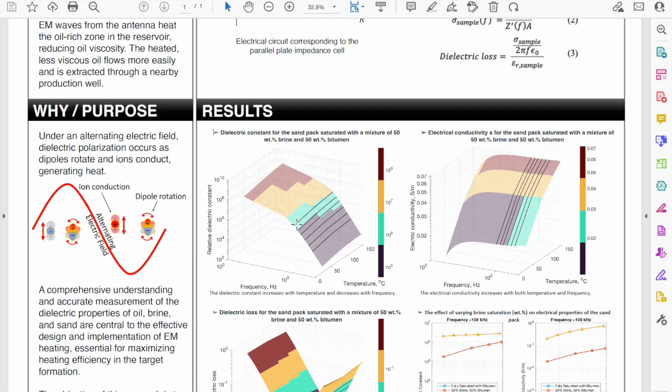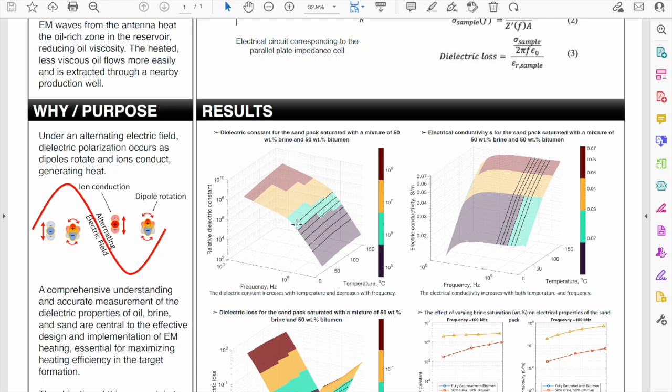As the frequency increases into the kilohertz range, the dipoles, particularly those from polar molecules in the brine, struggle to keep up with the oscillating electric field, leading to a drop in the dielectric constant. This is due to dielectric relaxation, where the dipolar polarization becomes less effective because the dipoles can no longer realign quickly enough with the field.